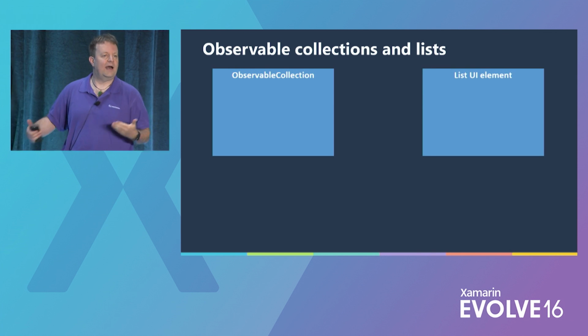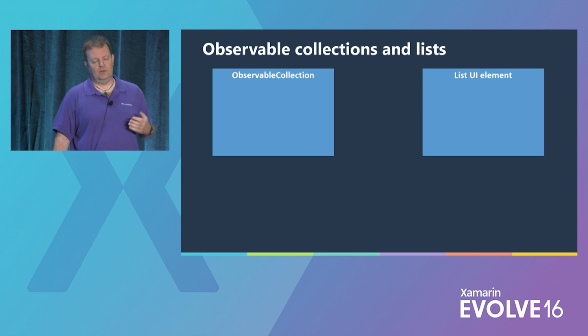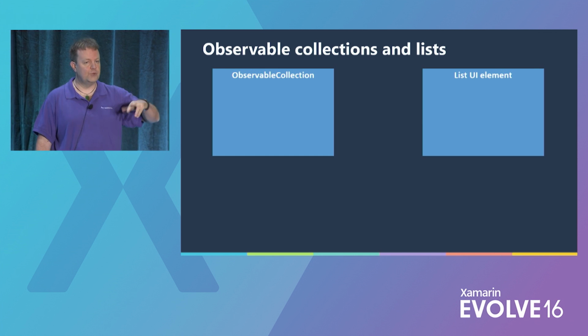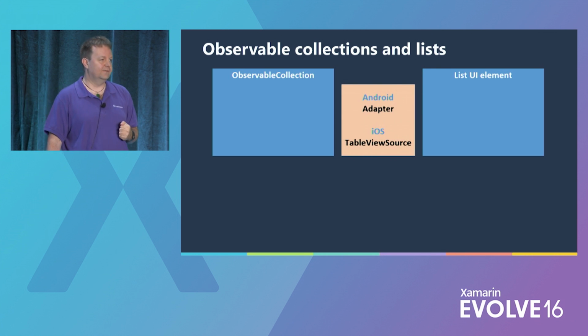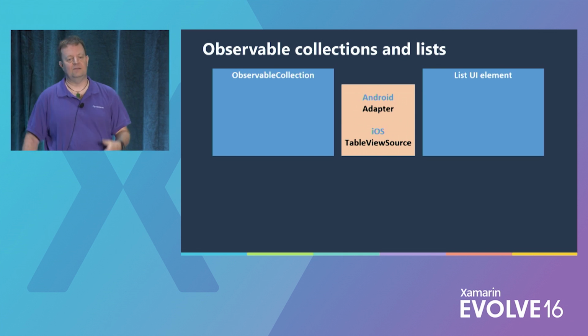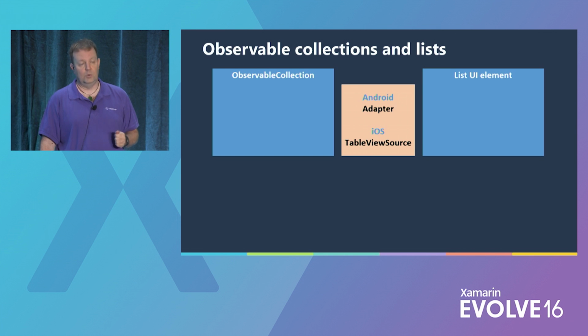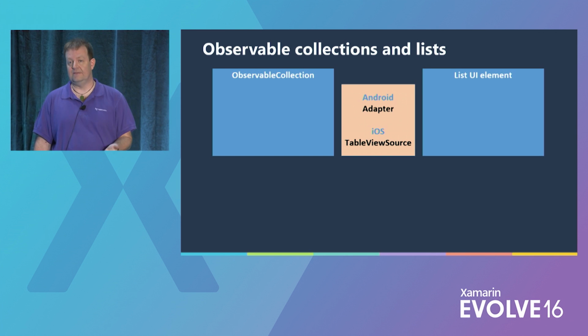So what you have is a scenario where you have an observable collection and a list UI element, and of course you would like those two to be synchronized. Observable collection is going to raise an event when the content changes, when you add an item, remove an item, or change the order of the items. It would be great if those two were synchronized. In Android, you have to write an adapter for that. And in iOS, you have to write a table view source or maybe a collection view source, depending on what you do. Which is really annoying because it's a lot of repetitive code.